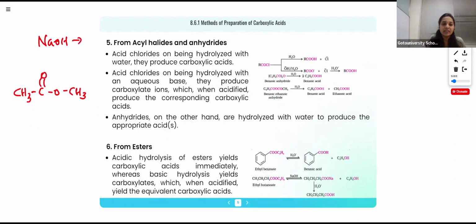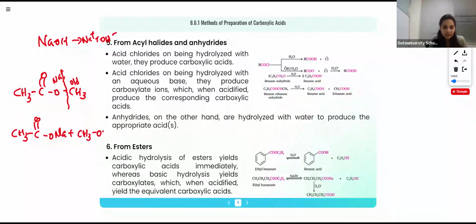So NaOH will convert into Na plus and OH minus ions, right? The same thing. See, after COO, the bond will break here. Then what will happen? I told you, oxygen always has a negative charge because it is electronegative. So the positive ion will move here. Na plus will move here, OH group will move here. So what is the product? CH3COONa plus CH3OH. Got it? CH3COONa plus CH3OH.